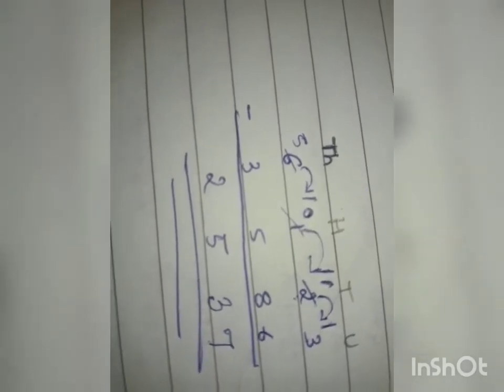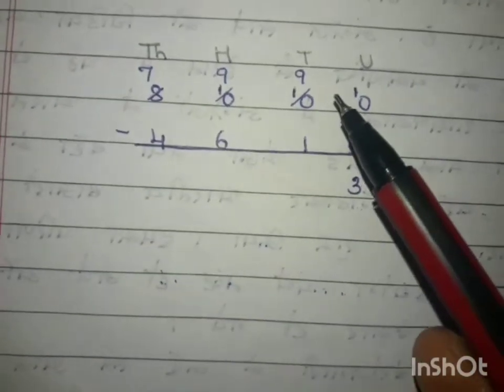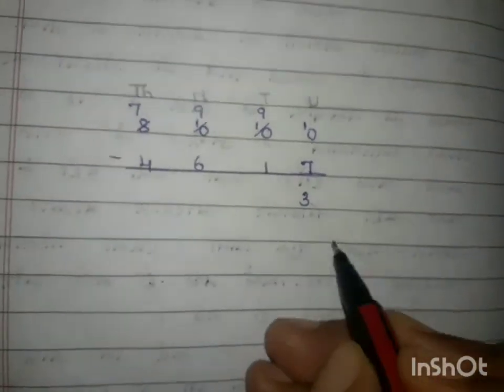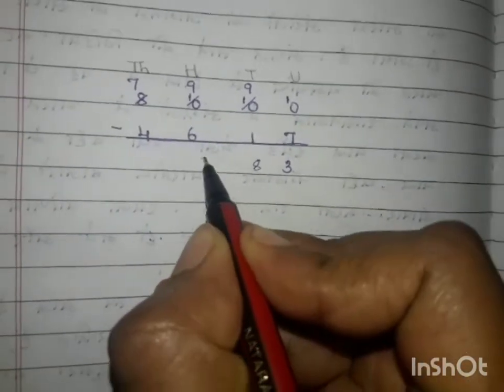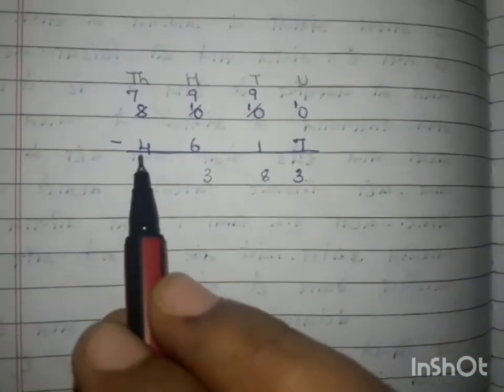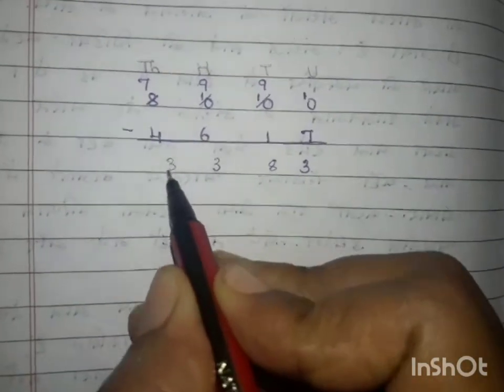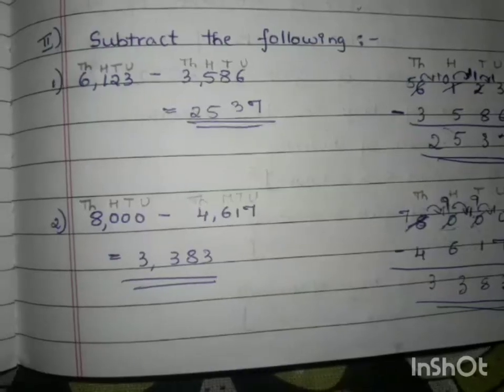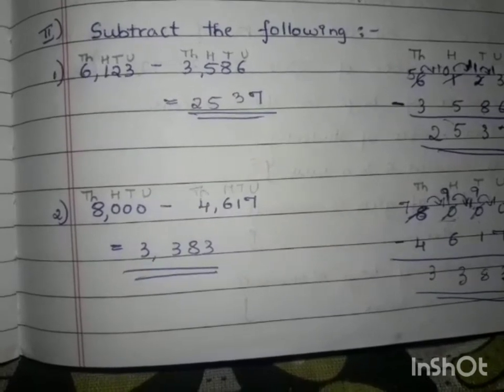You can always borrow numbers from the previous number. That is, in the tens we have 9 minus 1. 9 minus 1 is 8. Then we have in the hundreds 9 minus 6. 9 minus 6 is 3. Then in the thousands we have 7 minus 4. 7 minus 4 is again 3. So the answer will be 3380. So when we subtract 8000 and 4617, the answer we get is 3383.